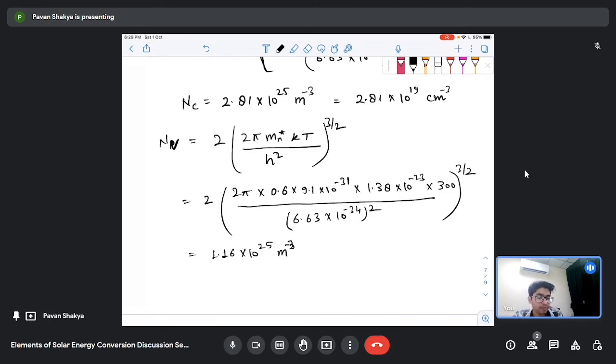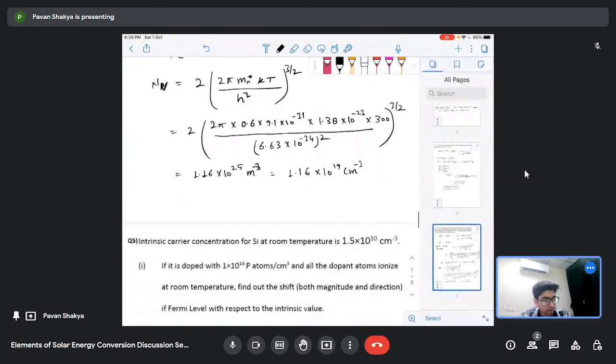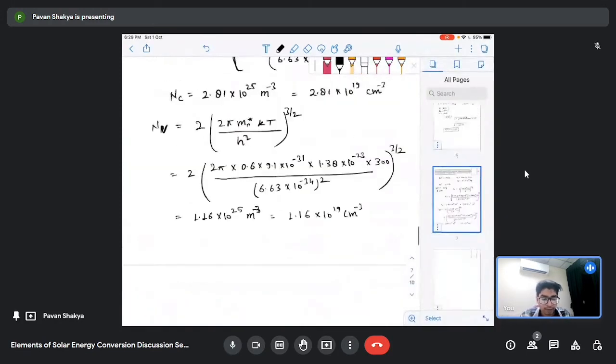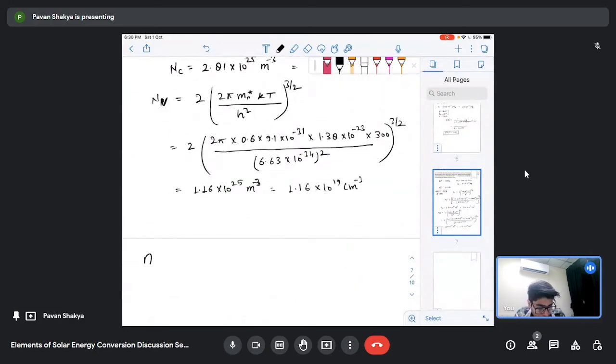Similarly, converting this into per centimeter cube, it comes out to be 1.16 into 10 to the power 19 per centimeter cube. Now we have both the values, that is NC and NV. Now we can use the formula for Ni: Ni is equal to (NC NV) to the power half, exponential of minus Eg divided by 2kT.